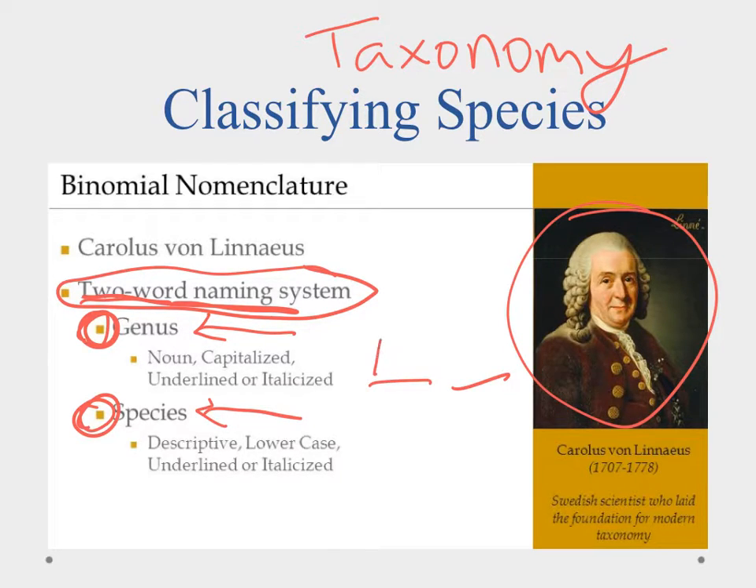The first one's going to be capitalized, and that's its genus. And you can have multiple species in the same genus. It's kind of like a last name. You can have various individuals with the same last name, but they'll have a different first name. In this case, we put that one first. That's the genus. And then our species tells us which individual species it is.